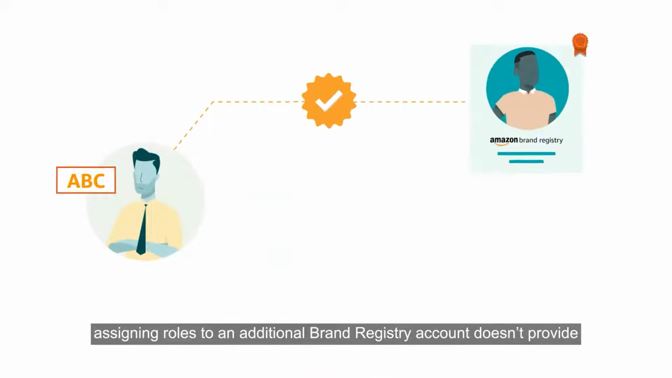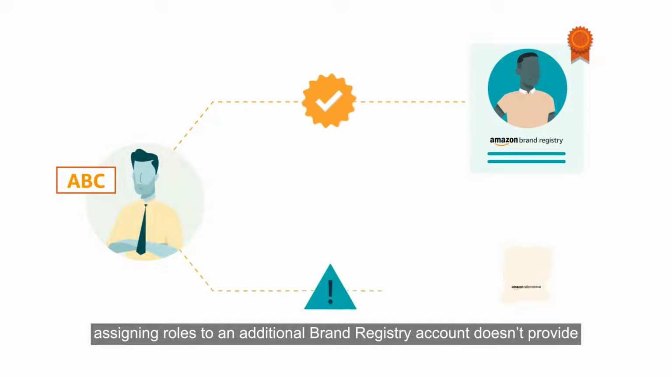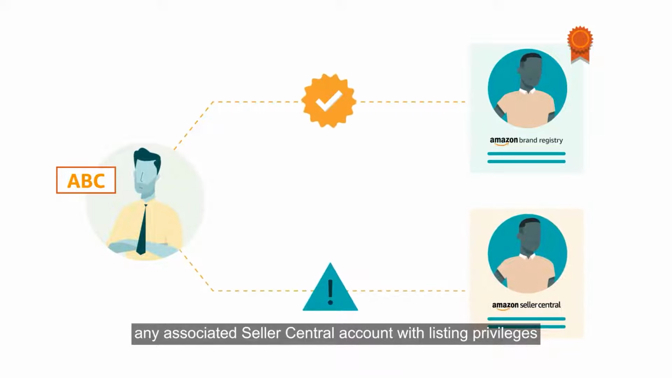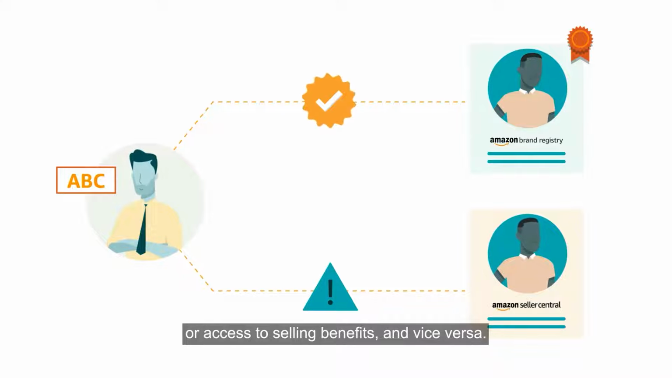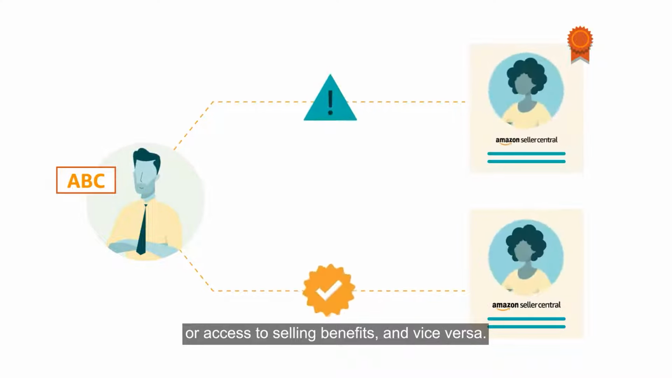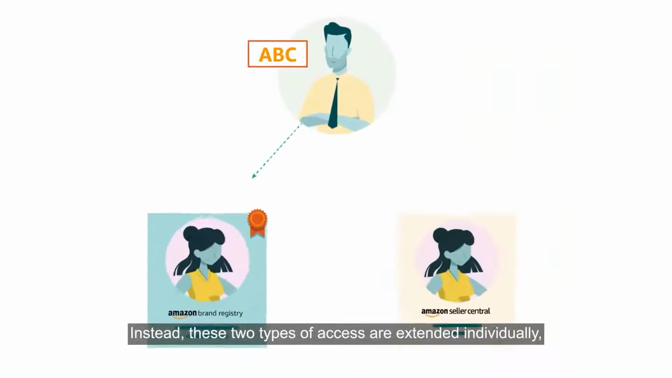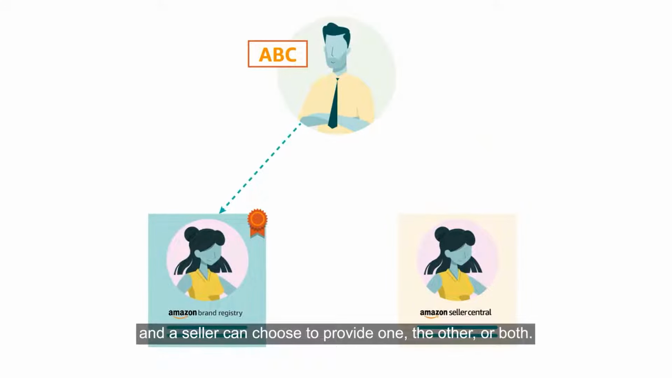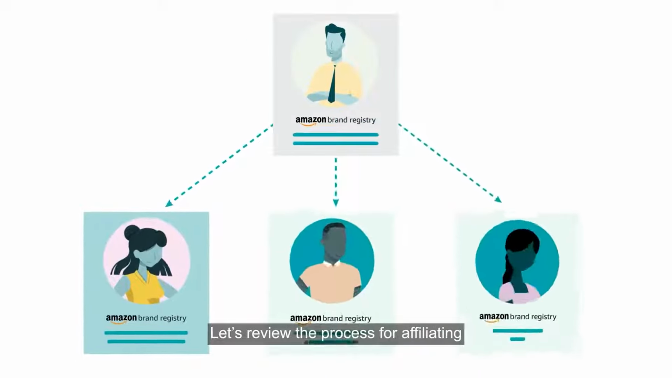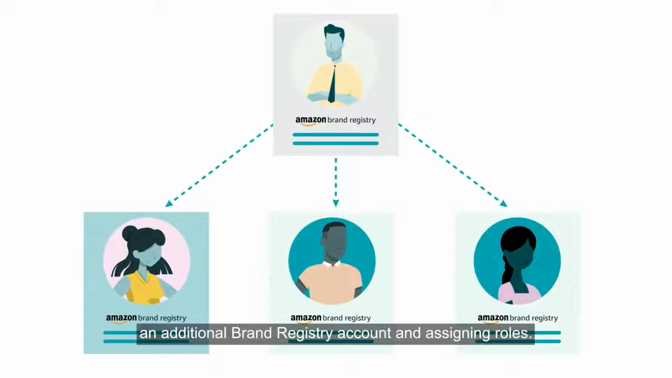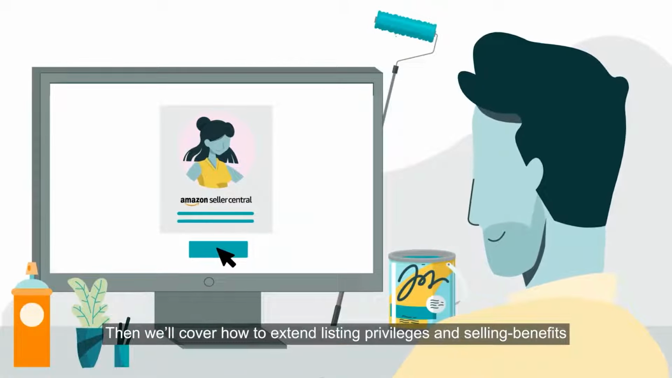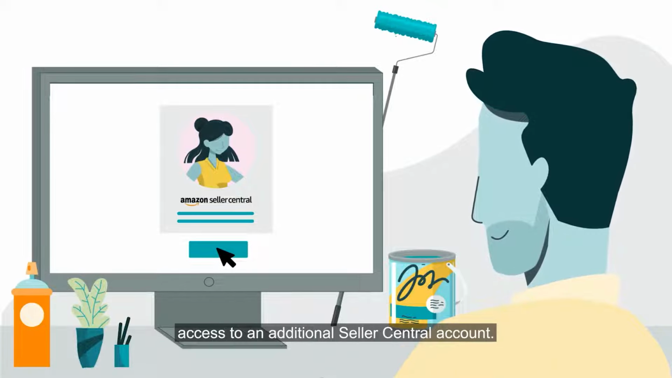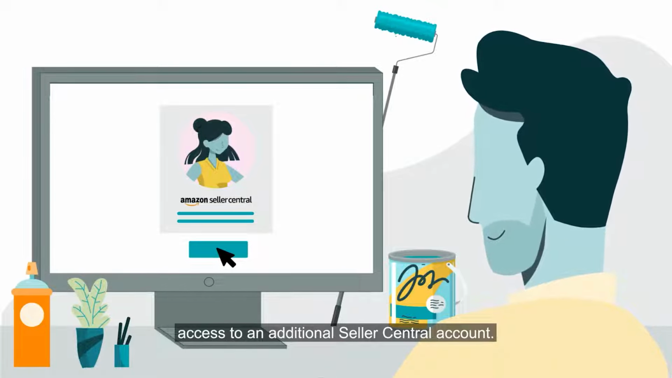Assigning roles to an additional brand registry account doesn't provide any associated Seller Central account with listing privileges or access to selling benefits, and vice versa. Instead, these two types of access are extended individually, and a seller can choose to provide one, the other, or both. Let's review the process for affiliating an additional brand registry account and assigning roles. Then we'll cover how to extend listing privileges and selling benefits access to an additional Seller Central account.